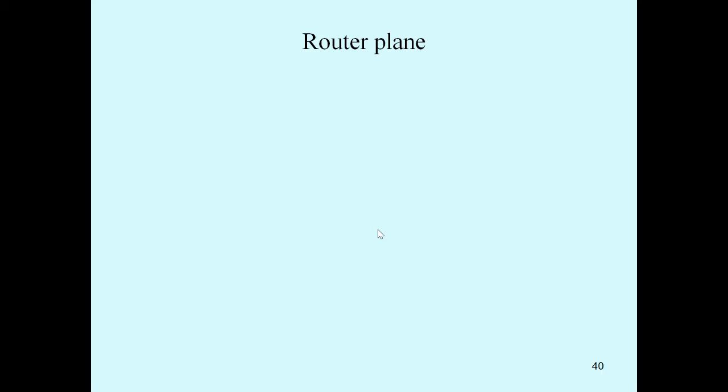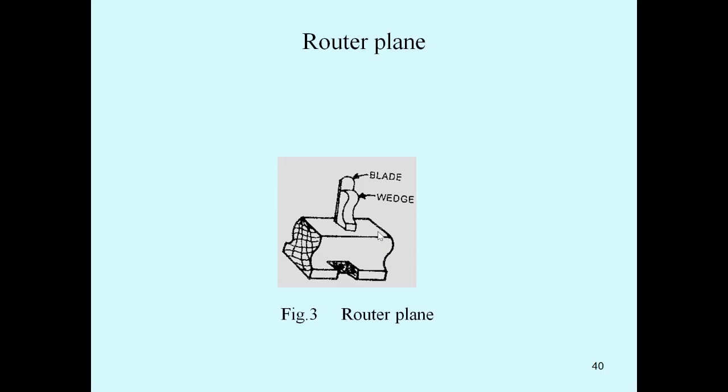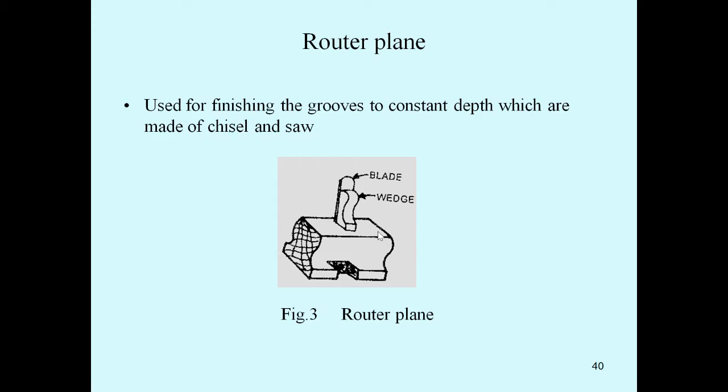So next one is the router plane. You can see here, this will be the diagram of a router plane. These types of planes are used for finishing grooves to constant depth, which are made with chisel and saw. So the grooves produced with the help of chisels and saw are finished with the help of these router planes.